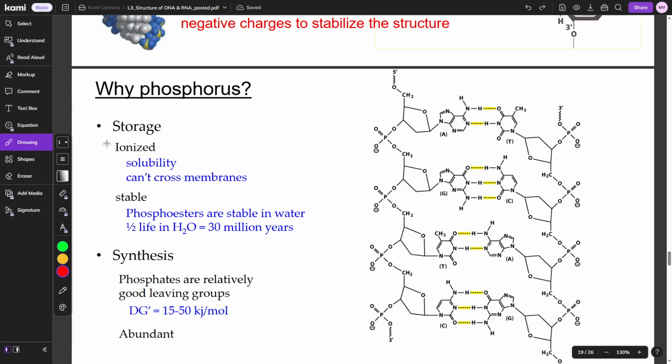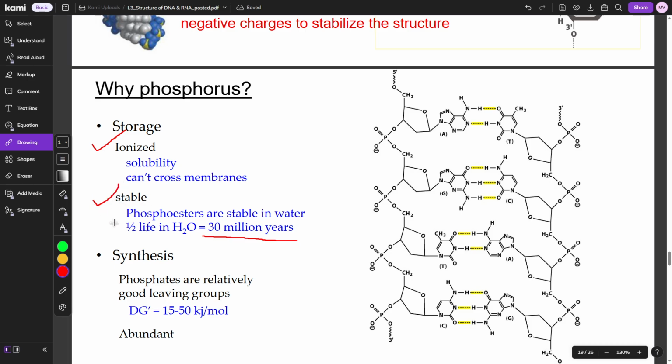The other thing is that it is stable. And it's stable because phosphoester bonds have a half-life of 30 million years. Sorry, 30 million years. That is not breaking anytime soon. You would die about 8 million times over before, it's not even 8 million, it's way more than 8 million. So it's a massive number. You would die so many times before even half of your DNA degraded. It's crazy. So, very stable.